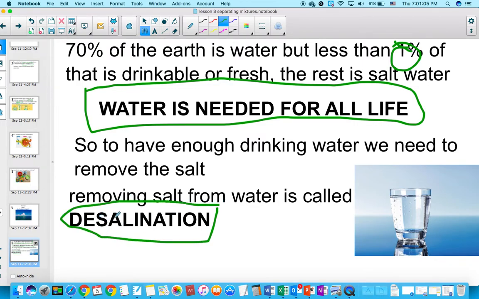Saline, this word S-A-L-I-N, well, that is salt. De means to remove, and tion means an action. So it's basically a salt-removing action, essentially. So to remove salt from water, this process is called desalination.